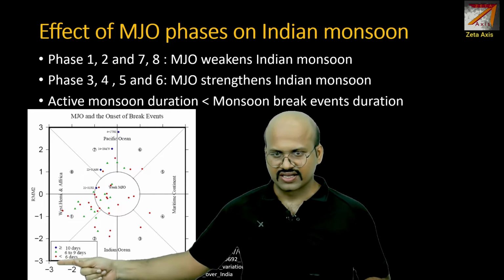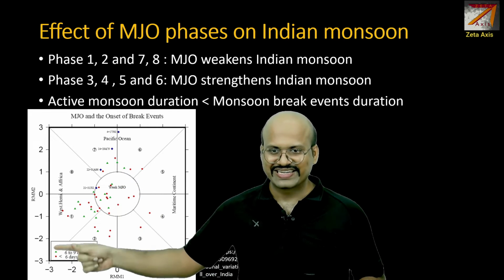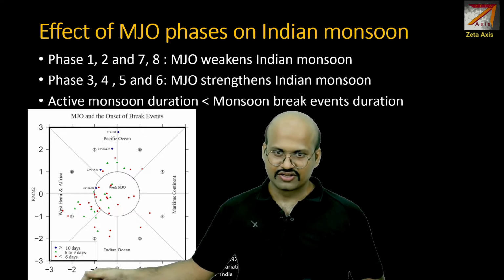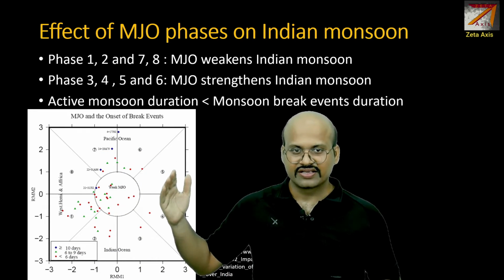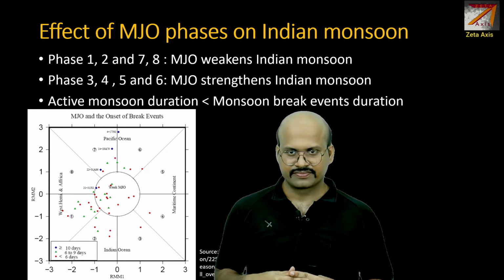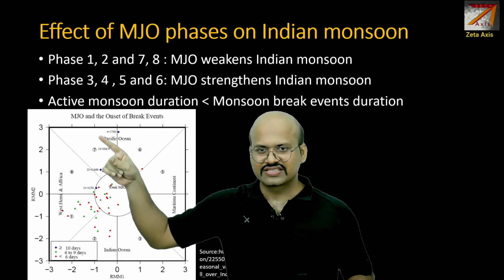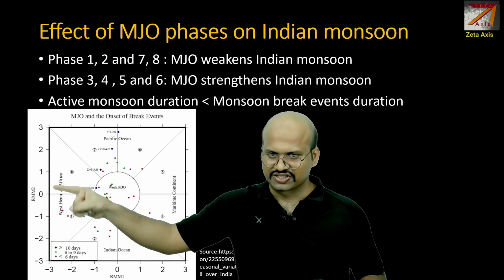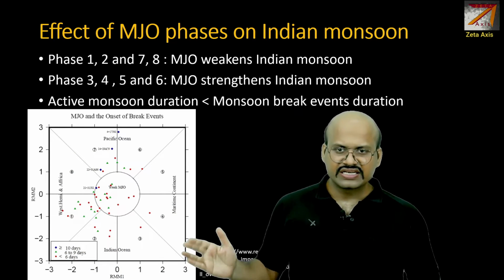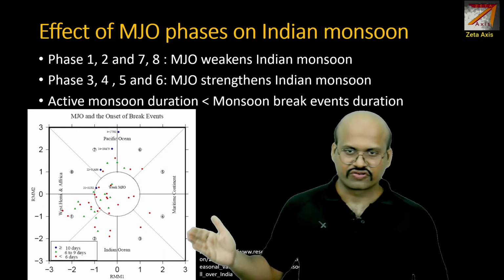And if we see the colors of these dots, they indicate the duration of those breaks. So we can see that all the breaks that occur on the right hand side are of less duration. So basically we can see that the Indian monsoon is reduced during these phases of MJO and it is increased during these phases of MJO.